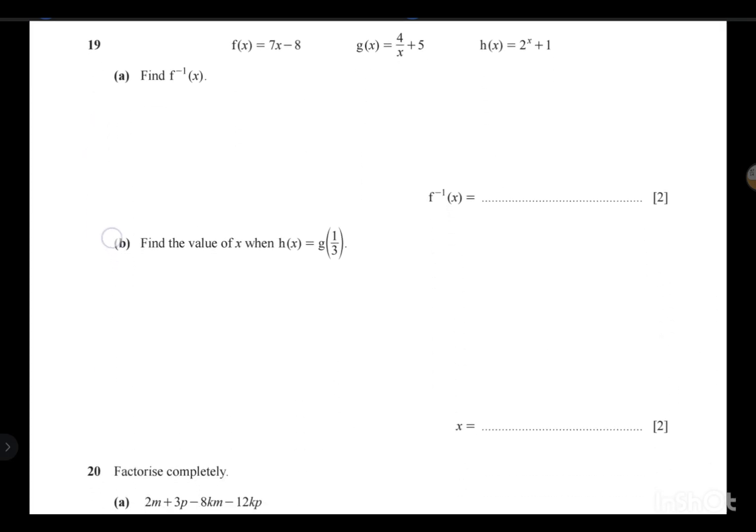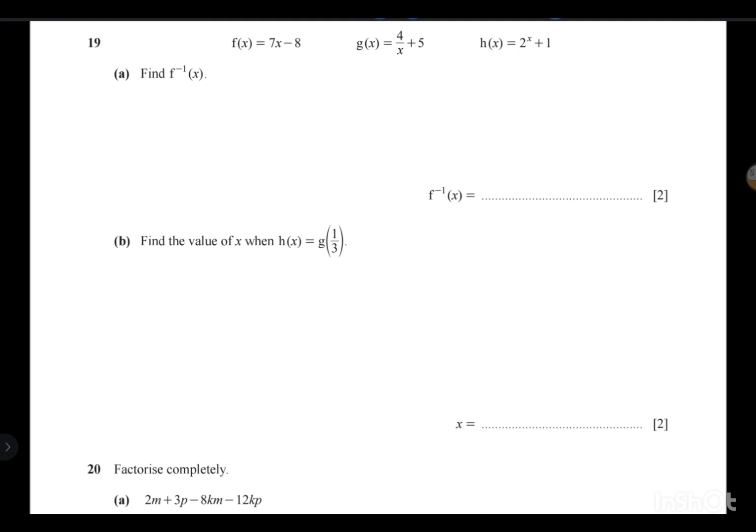Question number 19. A. Functions are given. f of x is 7x minus 8, g of x is 4 by x plus 5, h of x is 2 raised to x plus 1. Find f inverse of x. So f inverse of x is, let us take that as y. Let f of x be y.